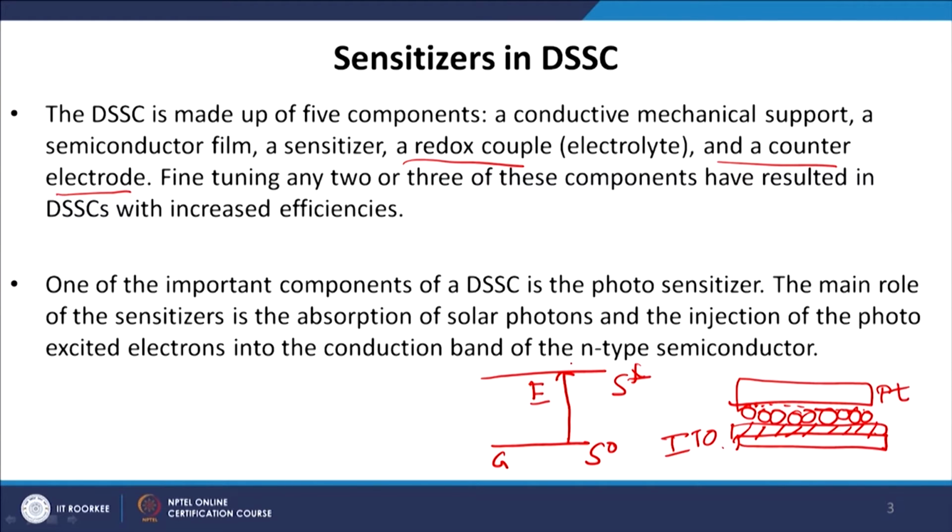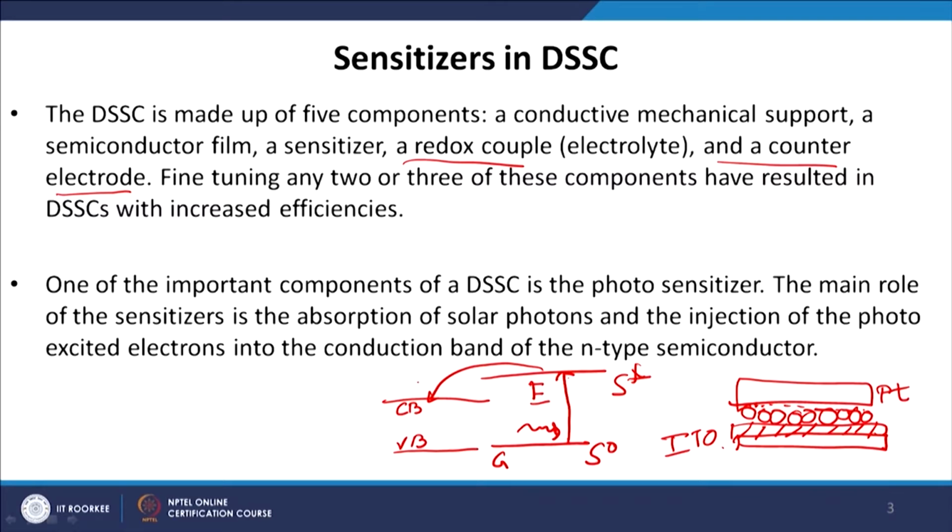So, after some time what will happen? This electron has to come back to some lower energy state, and titanium dioxide has an energy level such that this is its conduction band and this is its valence band, and we know that the band gap is around 3.2 electron volt. Now, energetically the position of the conduction band is matching with the excited state of the dye molecule. So, the electron can inject into the conduction band of the TiO2. So, the role of this dye molecule is twofold: first, to absorb the sunlight, and second, to inject the electron into the conduction band of the TiO2 or the semiconducting oxide.